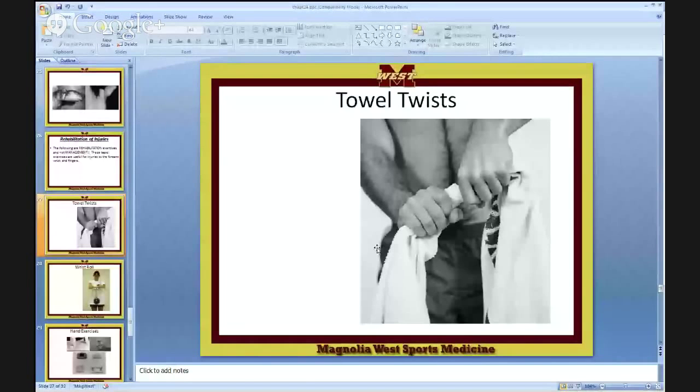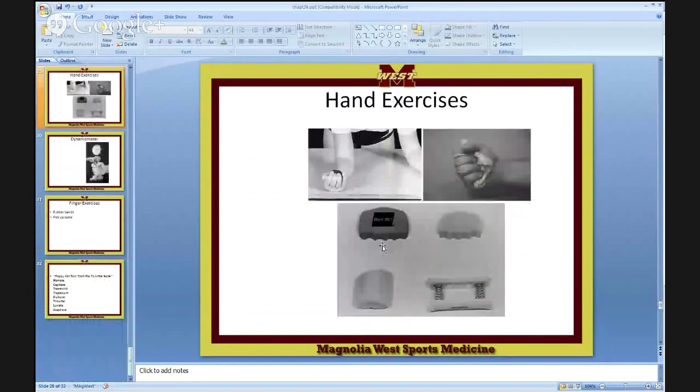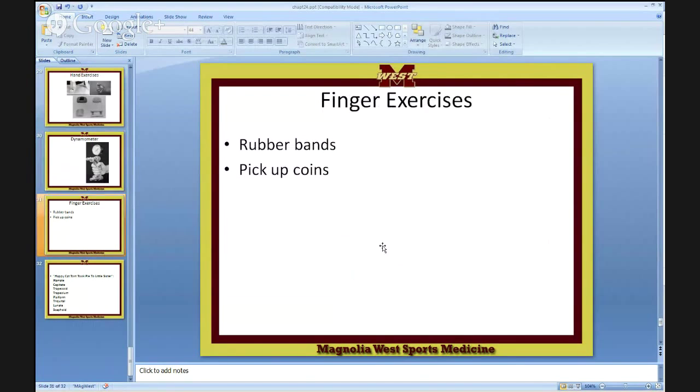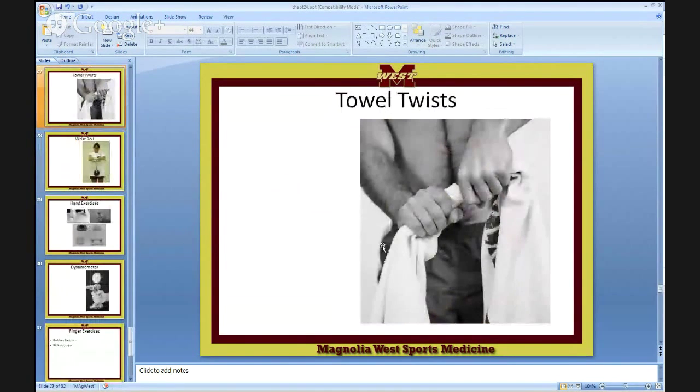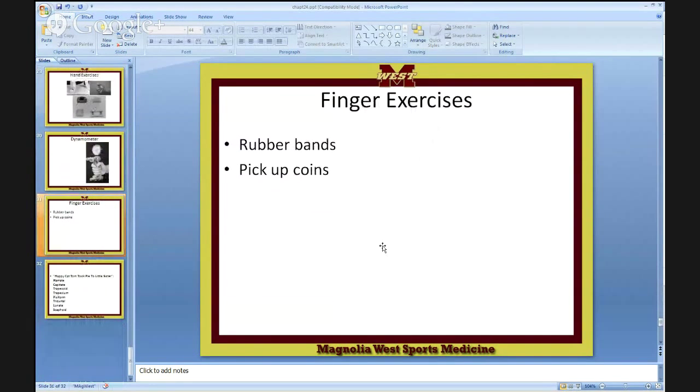Wouldn't you like to know what are 4 of the rehabilitation exercises that would be useful for injuries to the forearm, wrist, and fingers? There's towel twist, wrist roll, the hand exercises. Let's say something like silly putty, Play-Doh, rubber bands, picking up coins. There they all are. You see them there. Slides 27 to the end of 30, or actually 31.